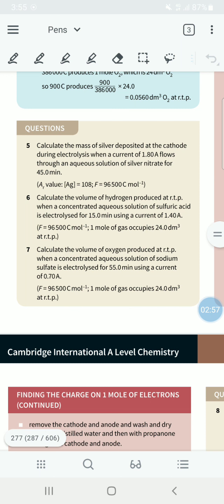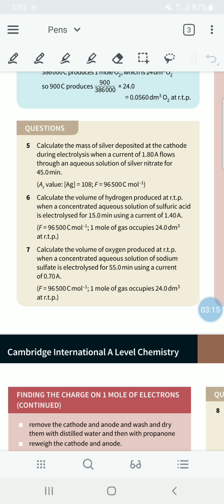Let's move to question number 6. Calculate the volume of hydrogen produced at RTP when a concentrated aqueous solution of sulfuric acid is electrolyzed for 15 minutes using a current of 1.4 amperes.